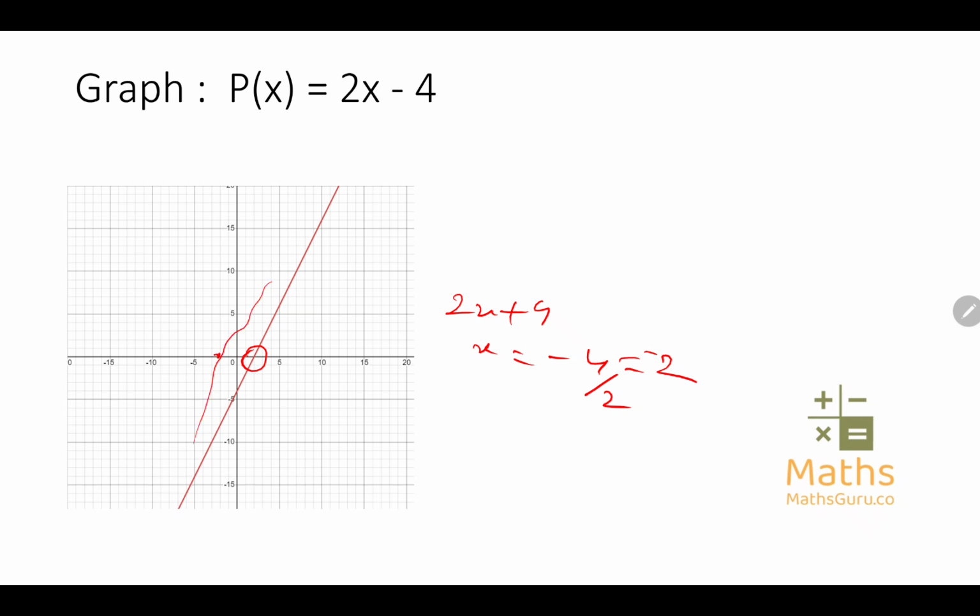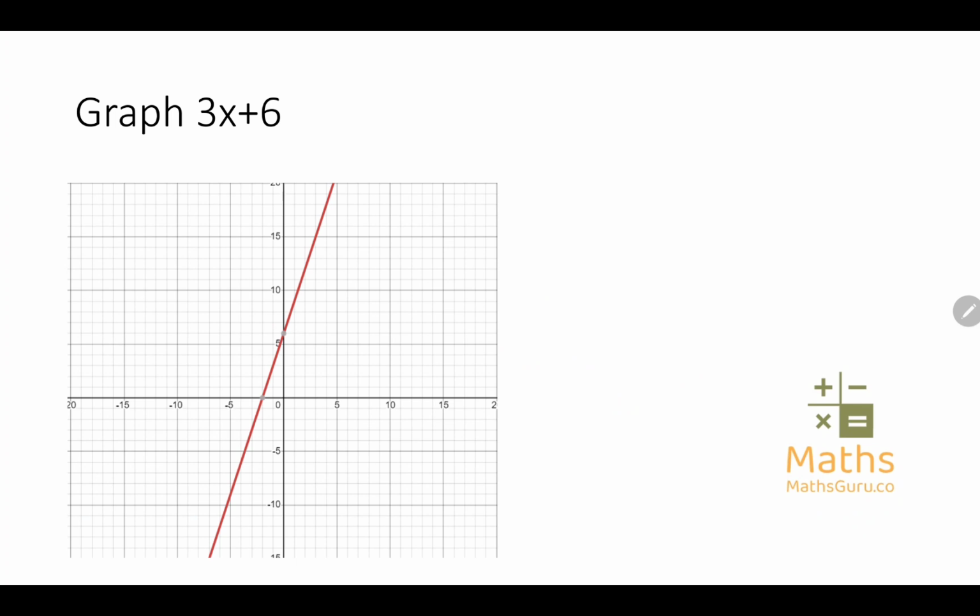Let's take one more example: 3x plus 6. I have to find when this whole expression is 0, so 3x equals minus 6, and then x would become minus 6 by 3. So sorry, minus 2, because this was minus 6. So it will cross at minus 2 on the x-axis. So minus 2 would be the zero for this 3x plus 6.